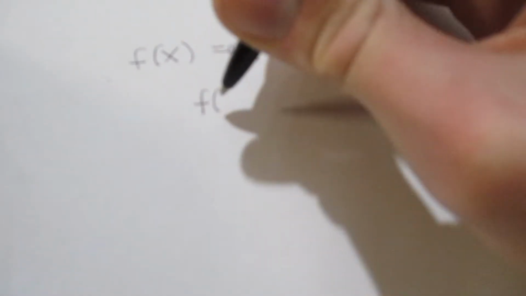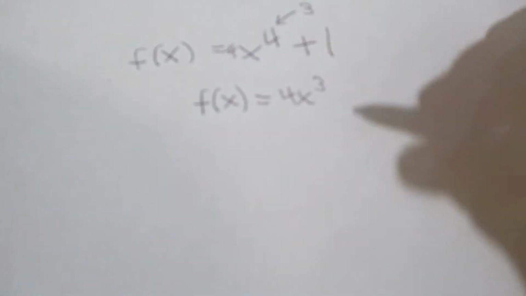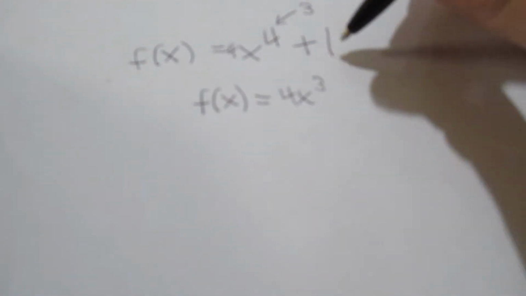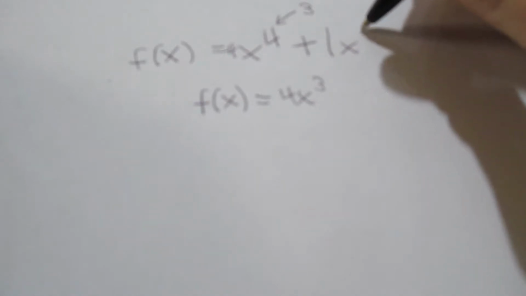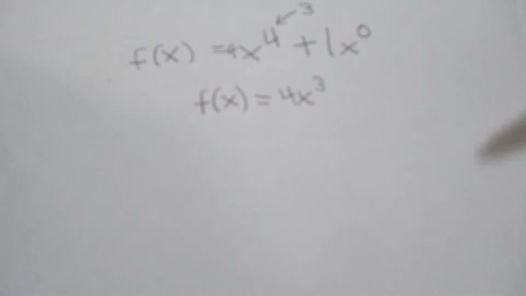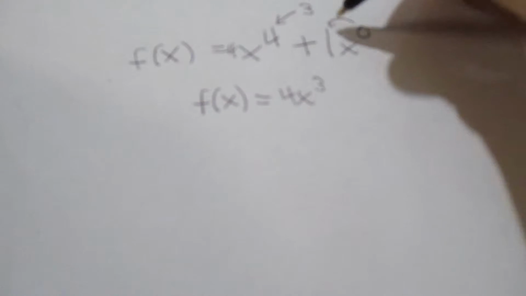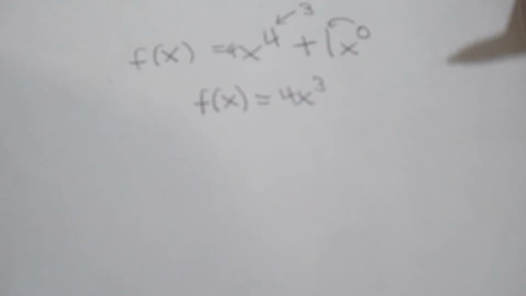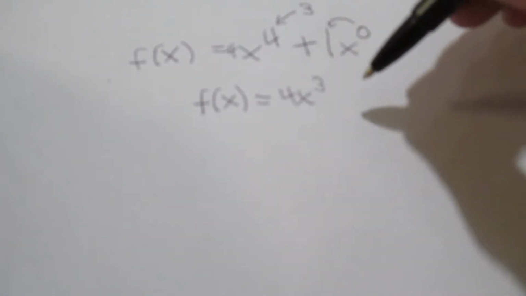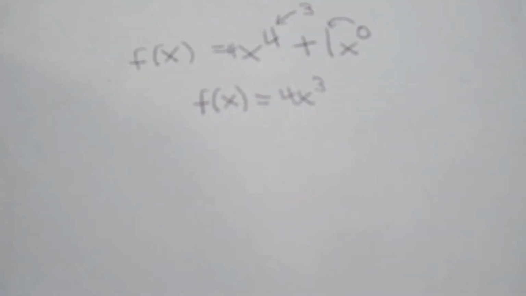So f prime of x would then equal 4x cubed, and then the 1, as I mentioned earlier, you kind of treat this like it's multiplied times x to the 0 power, because anything to the 0 power is 1. So if you were to do that, you could imagine the 0 going up to the front. 1 times 0 is 0, so the whole thing would just be 0. So that is non-existent right there, and that would be your answer.